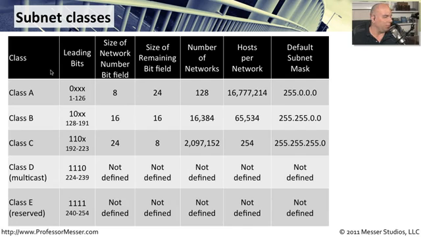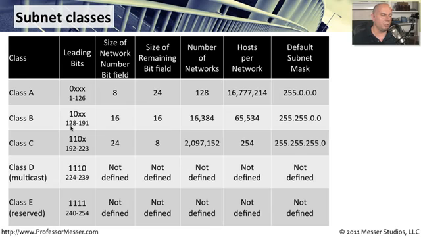Now you'll notice that we jump from 126 to 128. The 127 is not in a class. 127 as the beginning octet of an IP address is a reserved address. It is often a loopback address on a system, so it doesn't fall into a class. So we jump all the way to 128.